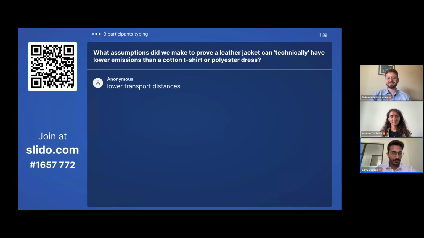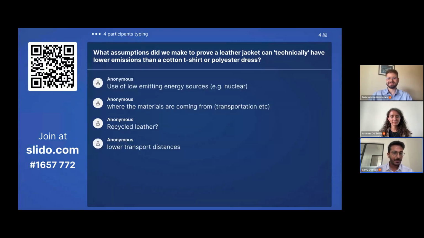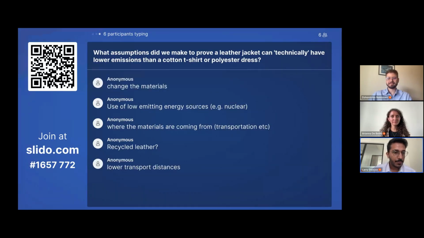Okay, so we have lower transportation distances. Yes, this makes a difference. The lesser the distance, you would have lesser emissions. Recycled leather, yes, that's also a great answer. When you recycle leather, you would not consider the emissions from the first cycle, but rather focus on the recycling part only. Where the materials are coming from, yes, exactly.